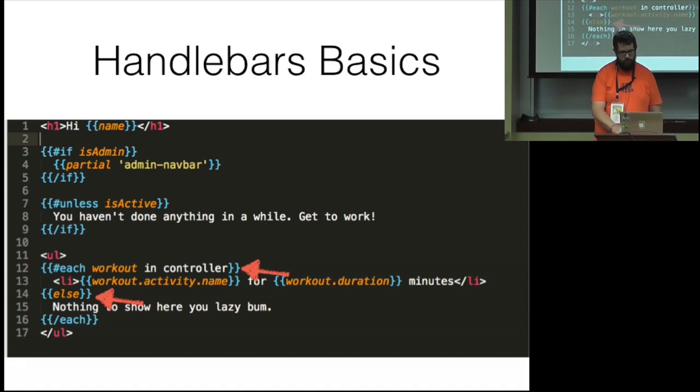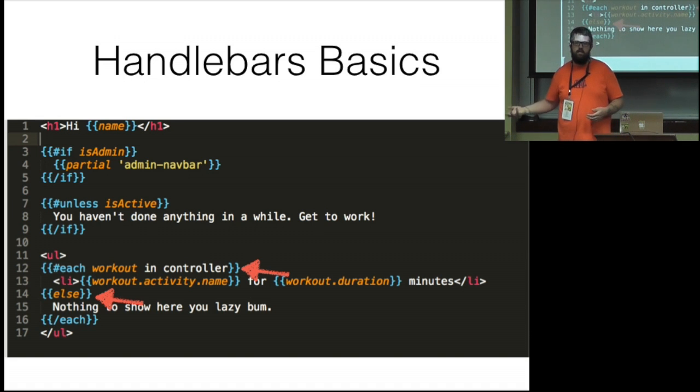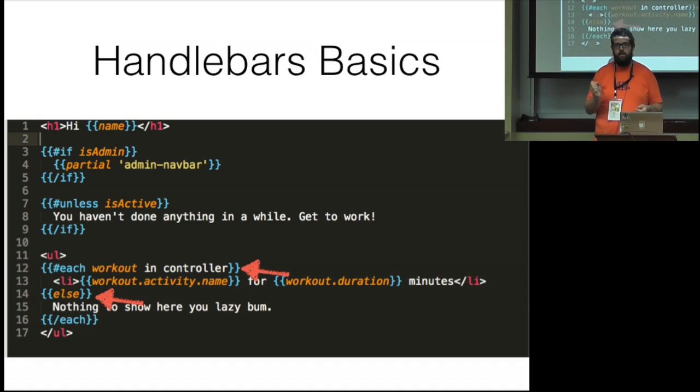Get to work. And then we have some iteration structures, so we can do an each. For each workout in the controller, display the workout activity name and workout duration. You can see that the nested paths work. My workout has an activity, and then my activity has a duration, and I can just use dot notation to dive deeply into those objects.